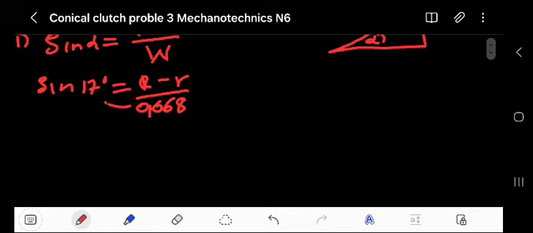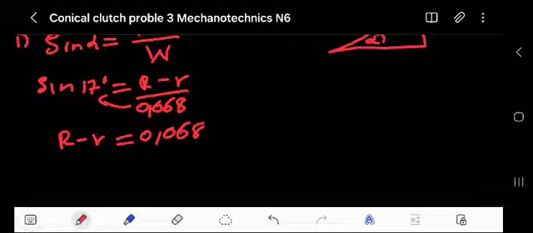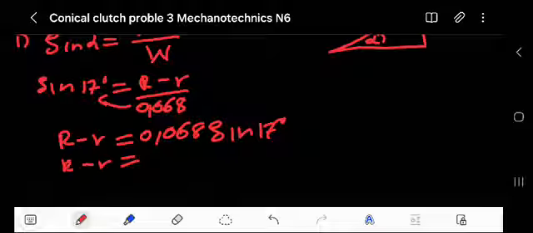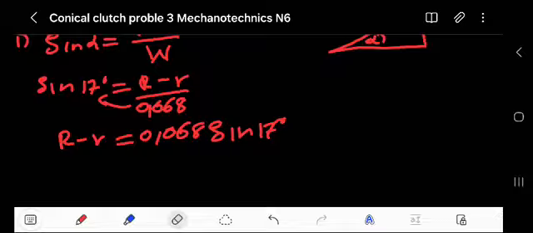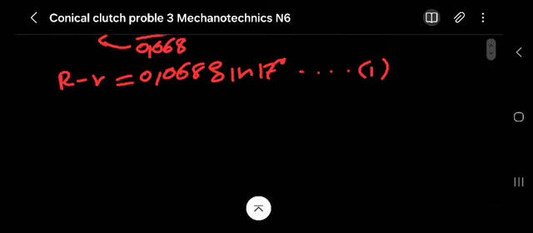Okay, we can multiply by that, or make R1 minus R2 the subject. When you multiply, this will be 0.068 multiplied by sine 17 degrees. Then R1 minus R2 will give us that value. You can call this equation 1 if you want, no problem. There's nothing more we can do here.